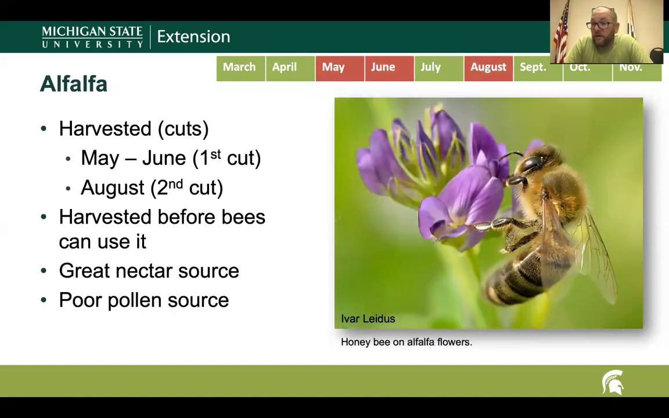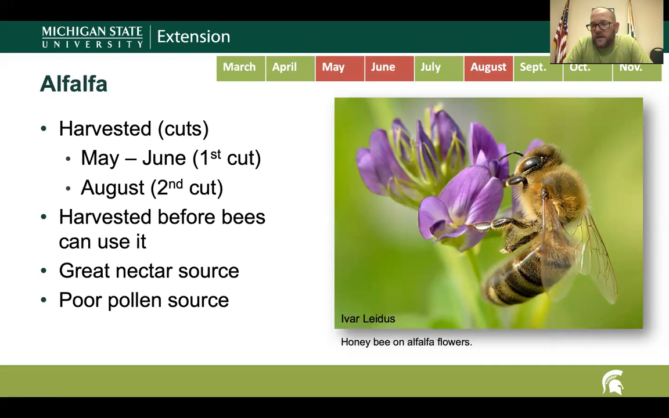Alfalfa. So alfalfa is actually a really excellent honey plant as far as nectar is concerned. Pretty poor on the pollen though, so it's a pretty poor resource on pollen. However, it is one of those plants that can be really beneficial, but it depends on the situation. So alfalfa is harvested based off of its dietary fiber content.